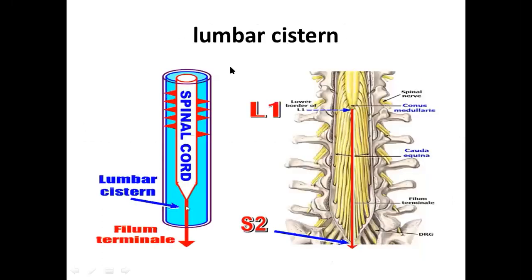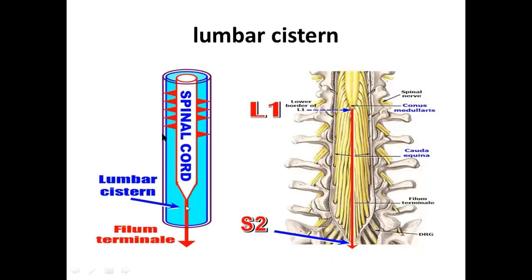Again, we talk about the meninges: the spinal cord is surrounded by three layers of meninges. This is the spinal cord. The red color is the pia mater. The blue color is the arachnoid. And lastly, outside here, this is the dura.